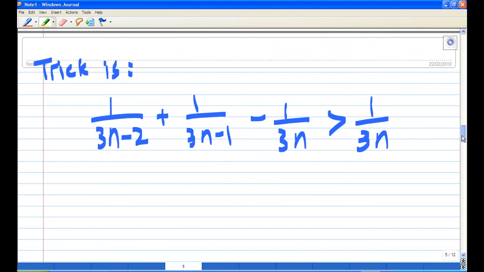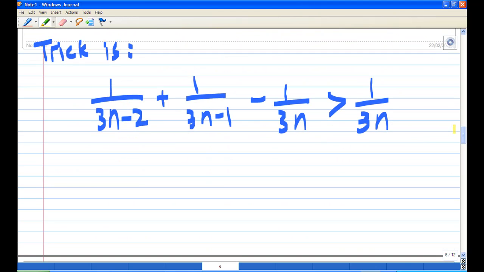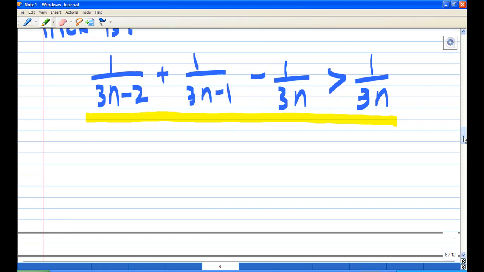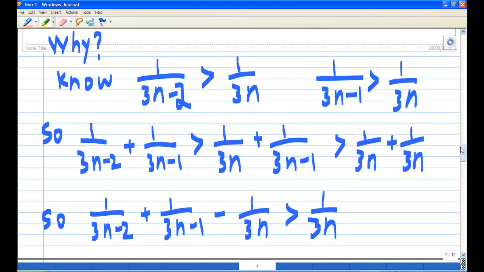The trick is below. 1 over (3n minus 2) plus 1 over (3n minus 1) minus 1 over 3n is greater than 1 over 3n. Why? First of all, we know that 1 over (3n minus 2) is greater than 1 over 3n. Therefore, if you add 1 over (3n minus 1) to both sides, this is still true.